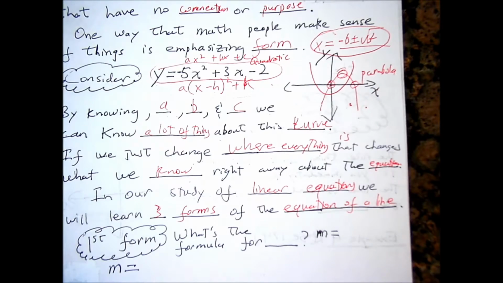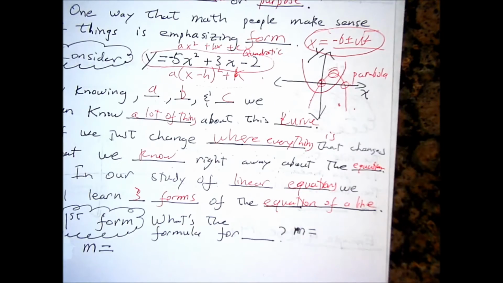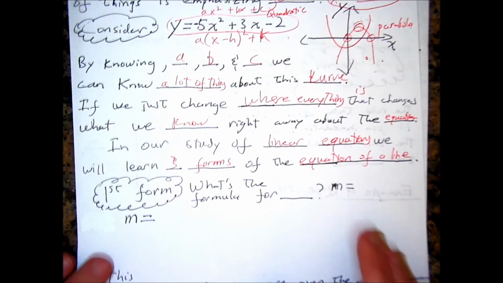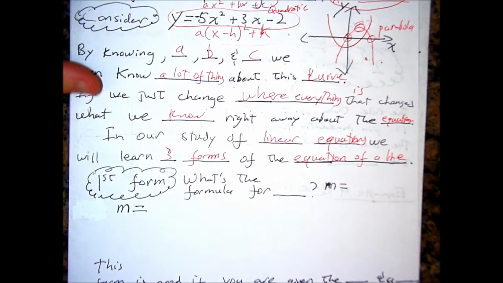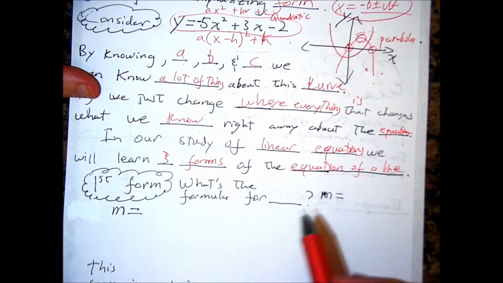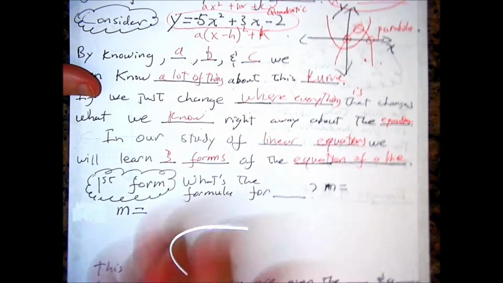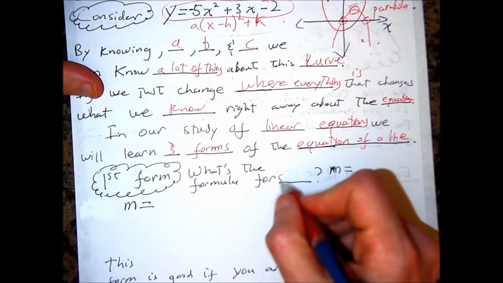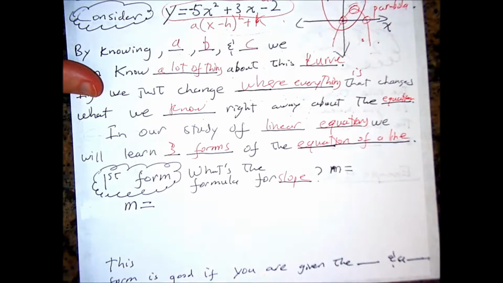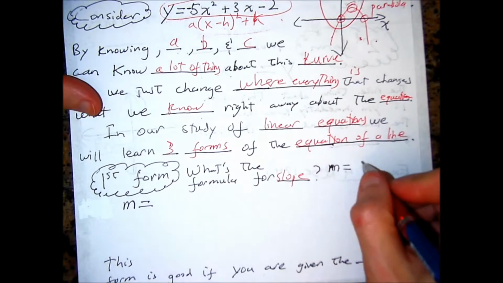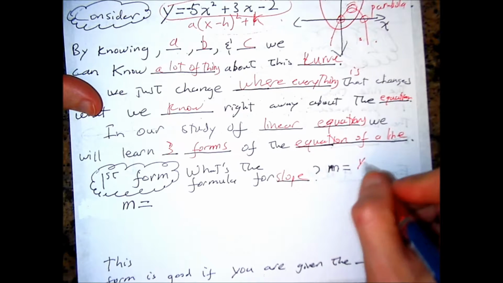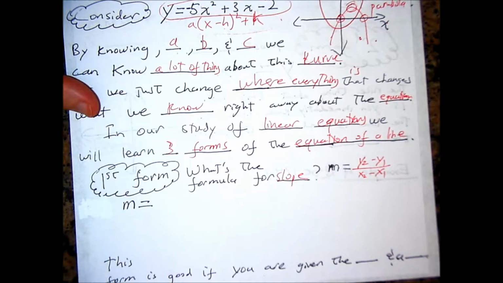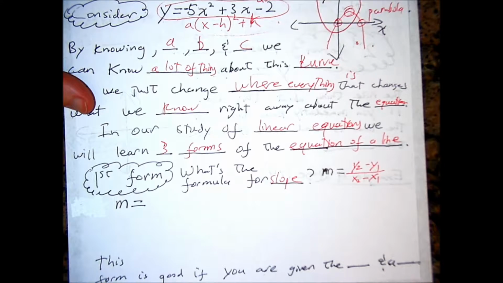Okay? So, the first form, one thing we've already learned about is slope, right? So, the first form, we can kind of get it by moving things around in the slope formula. So, what's the formula for slope? It's m is equal to y2 minus y1 over x2 minus x1. Hope you got that since you just had a test on it.